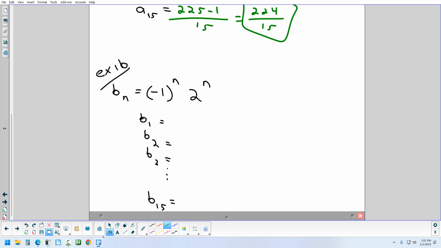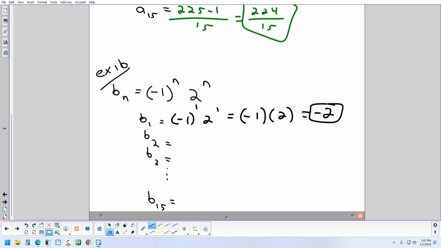All right. What are we going to plug in for n to find the first term? 1. Yep, plug in 1. And we're going to multiply. What's negative 1 to the first power? Negative 1. And what's 2 to the first power? 2. And what's negative 1 times 2? Negative 2. That's the first term.